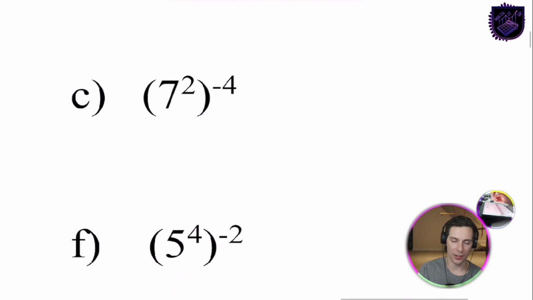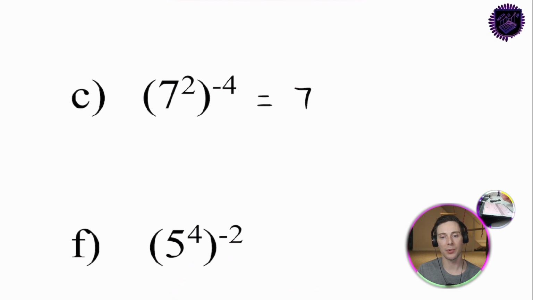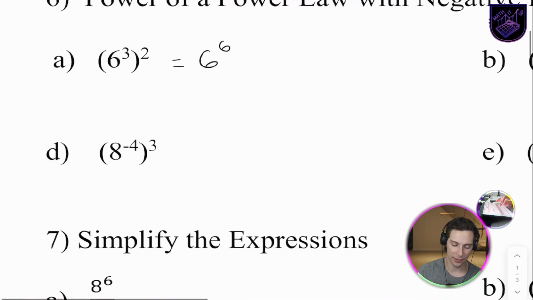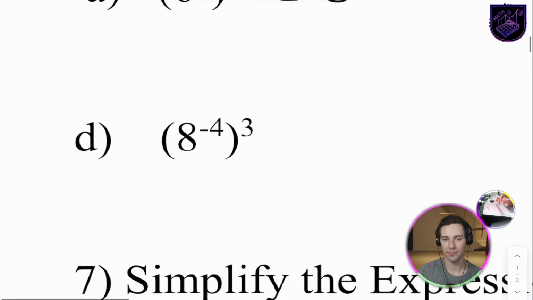Now, 7 to the power of 2 is actually going to be equal to, when we multiply it, same base, 7 to the power of 2 multiplied by negative 4. This is going to be to the power of negative 8. Yeah, it's a little bit different. We got a negative exponent as an answer.